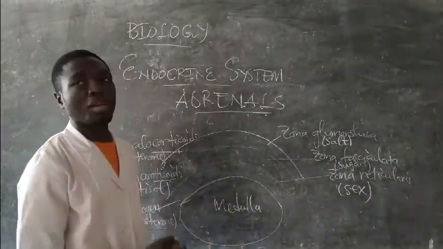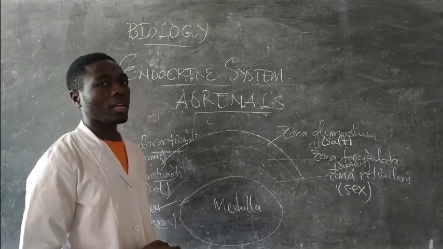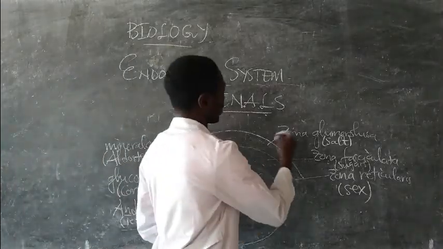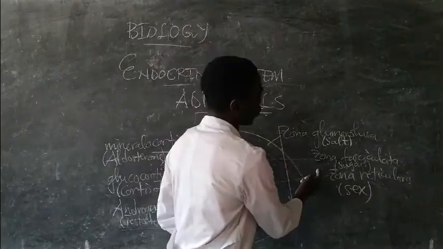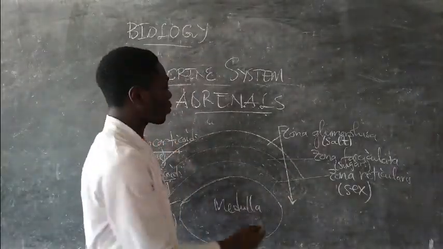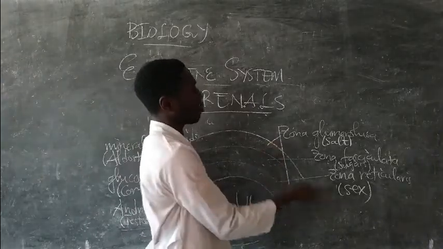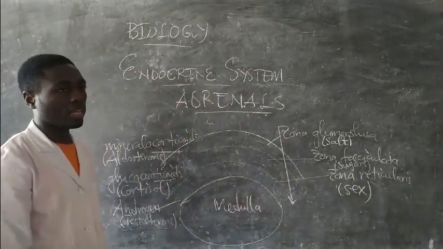So as a mnemonic, for you to be able to remember properly: the deeper you go, the sweeter it becomes. You go from salt to sugar to sex. So in order for you to remember how the hormones are being secreted, you go in that order.